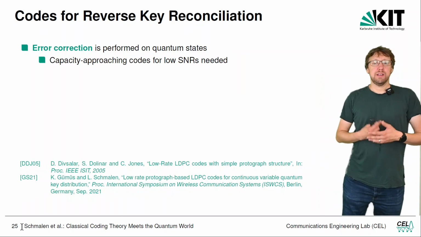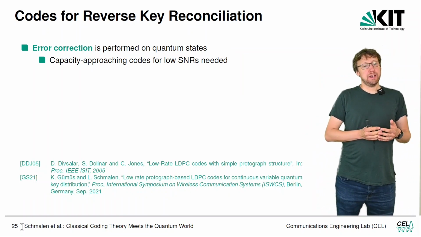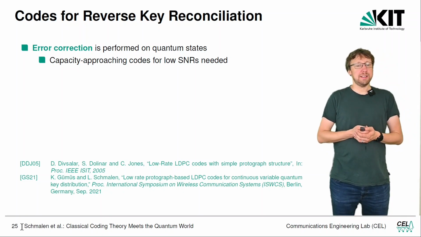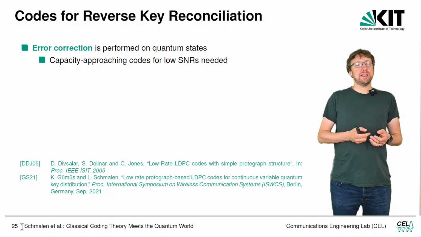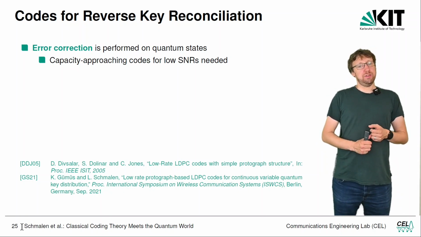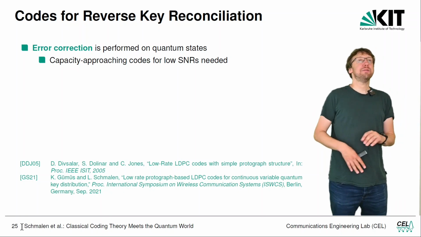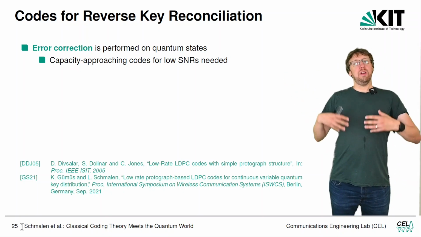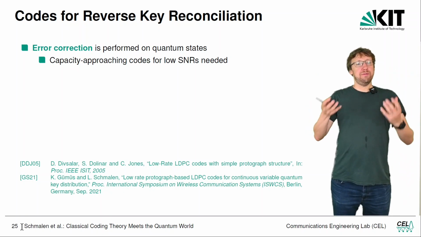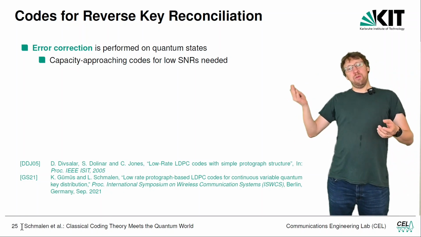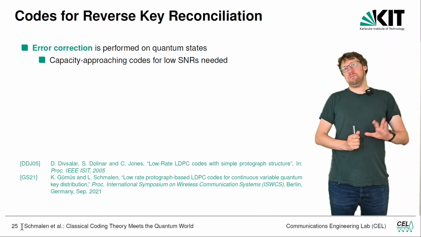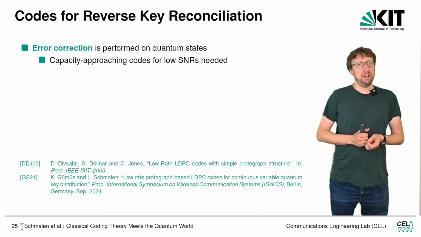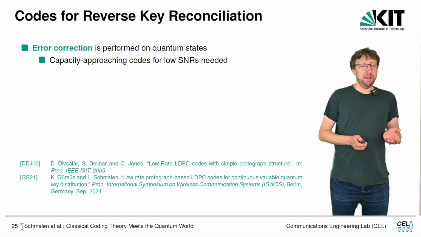Now this poses a lot of challenges for error correcting codes. Essentially, we have error correction that we perform on these quantum states, and we need coding schemes for very, very low signal-to-noise ratios. It's totally different from communications, where we typically operate on high signal-to-noise ratios. We usually want to transmit a lot of data. We improve our devices to get better signal-to-noise ratio. Here we have very, very low signal-to-noise ratio, minus 20 dB. And we need capacity approaching codes, because otherwise the system will not be secure.